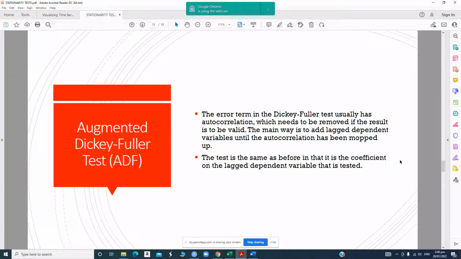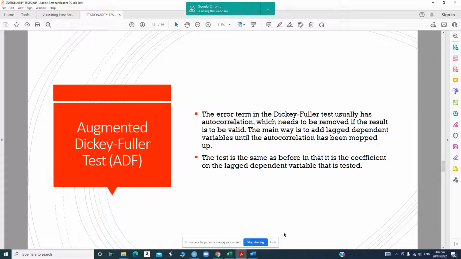There is a little bit of difference between Dickey-Fuller and augmented. And the keyword is augmented, because Dickey-Fuller was actually augmented to obtain the augmented Dickey-Fuller test. The error term in the Dickey-Fuller test usually has autocorrelation, which needs to be removed if the result is to be valid. And one way to do that is to add lagged dependent variables until the autocorrelation has been mopped up.